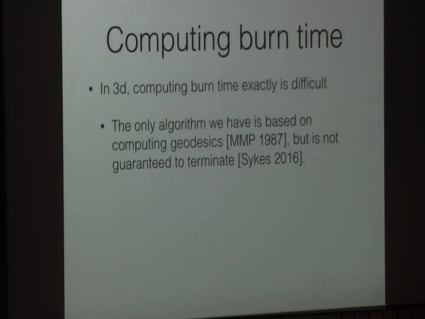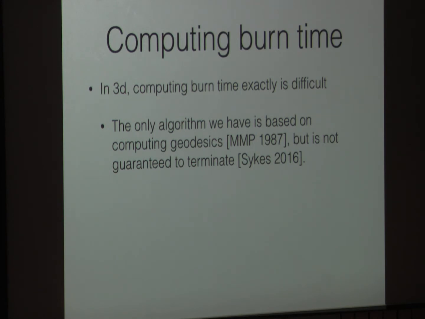It's difficult to compute this exactly. We have an algorithm. This actually only appears in my student's thesis because we can't guarantee that it terminates. It's based on the Mitchell-Mountain-Papadimitriou geodesics. It's really ugly things, because things can cycle back around, right? You're not on a manifold. You're on something with singular set, and so is your prop.